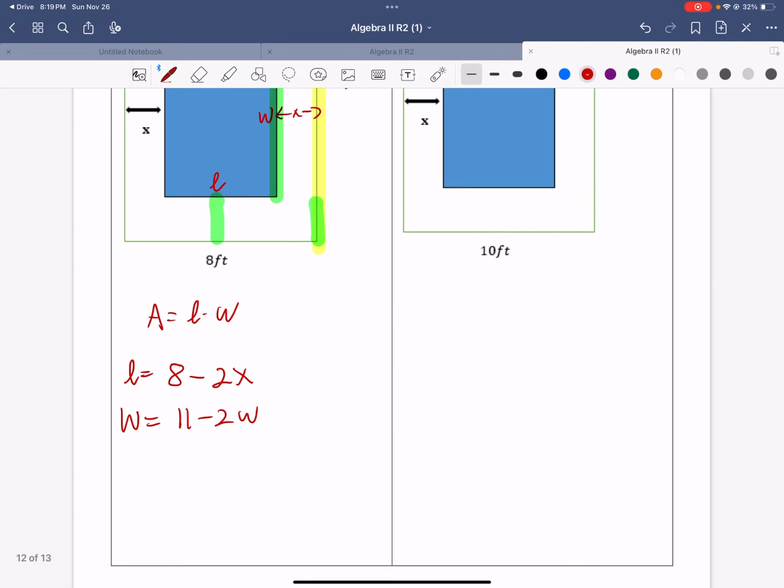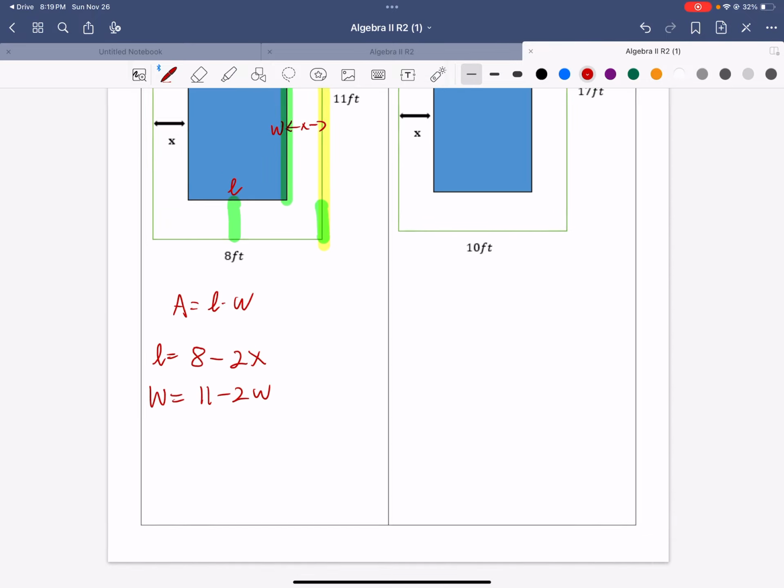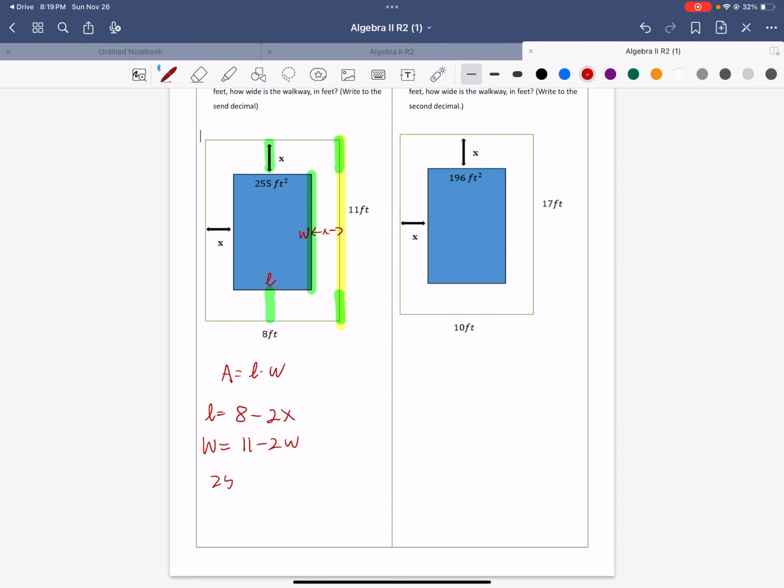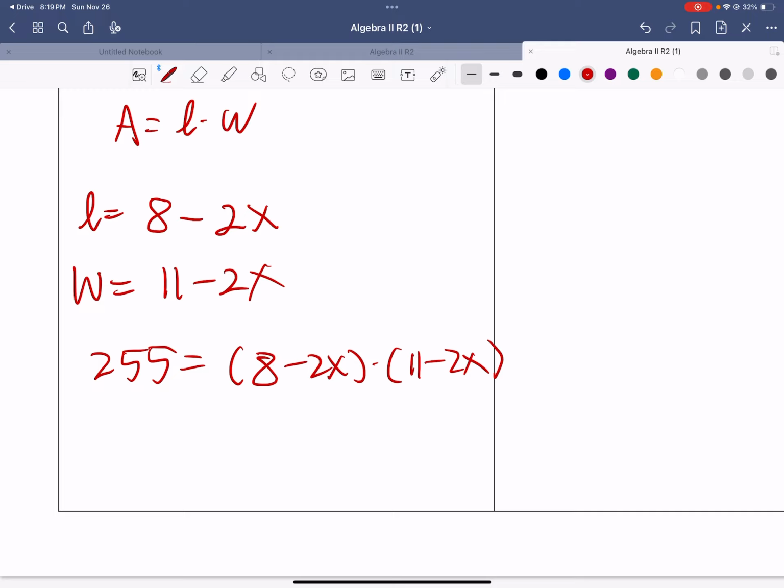Right? So let's figure it out. So area, which is 255, is equal to length, which is 8 minus 2x, times width, 11 minus 2x. Oh, wait, why did I put w? I'm sorry. This one is x. 2x. That should be equal to each other. So that's how you set it up.